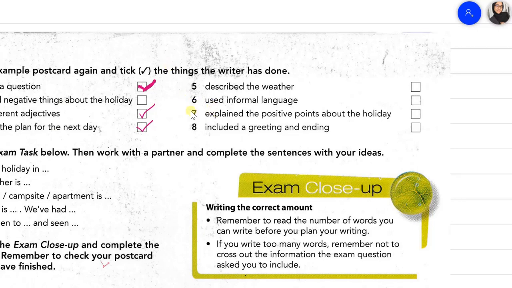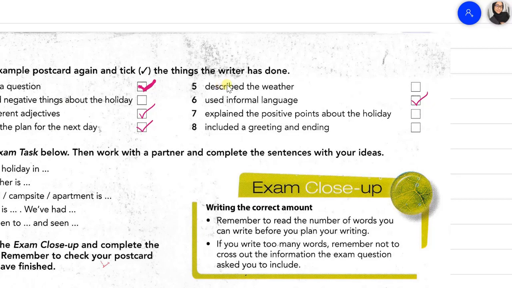He didn't talk about the weather at all. And number 6, did the writer use informal language? Yes, informal language means the language style that you use to talk to your friend, to someone that you know, not someone that you don't know and someone official, no. So number 6 is correct.